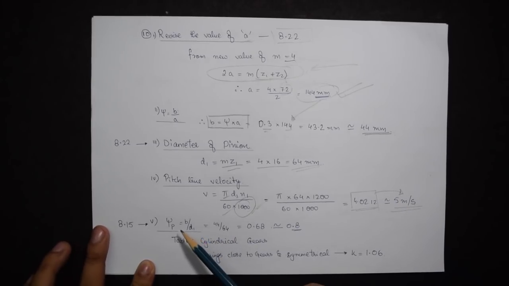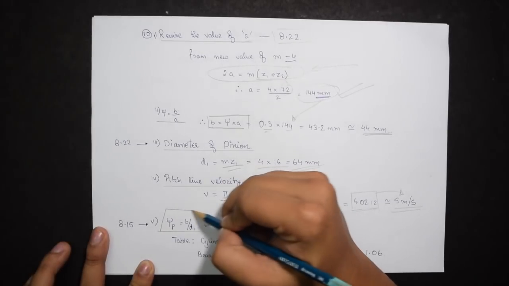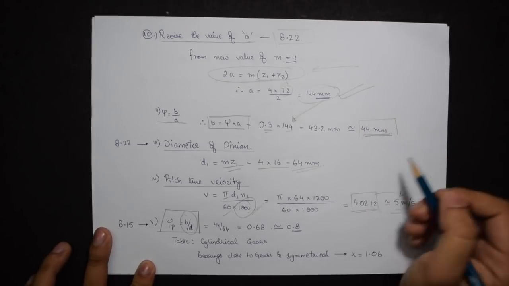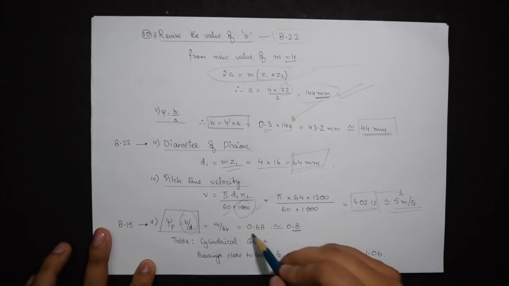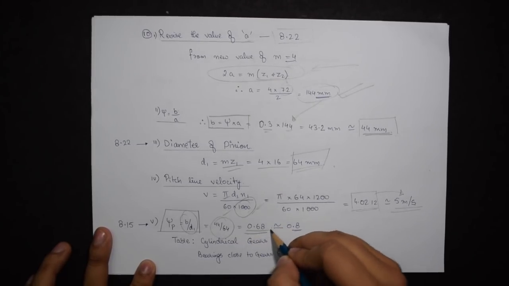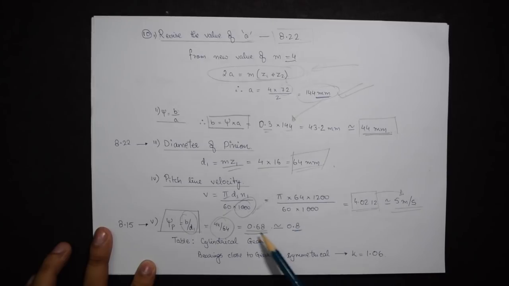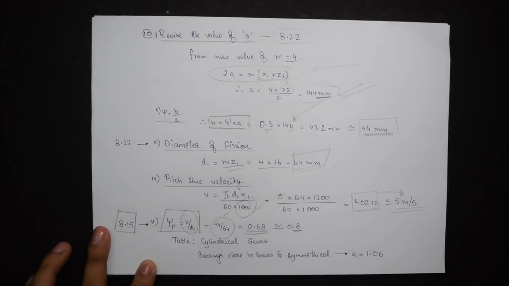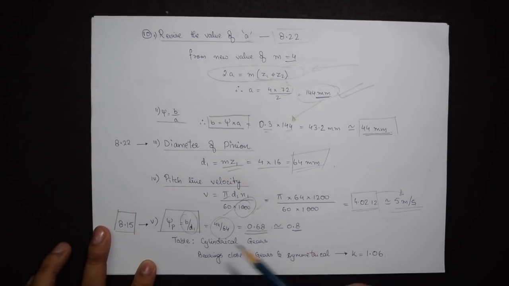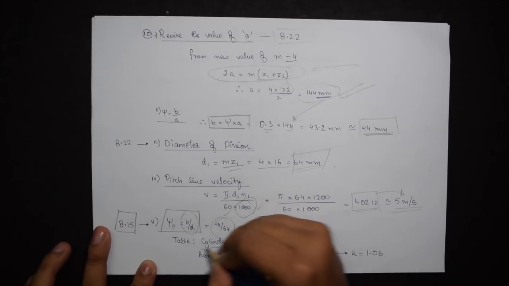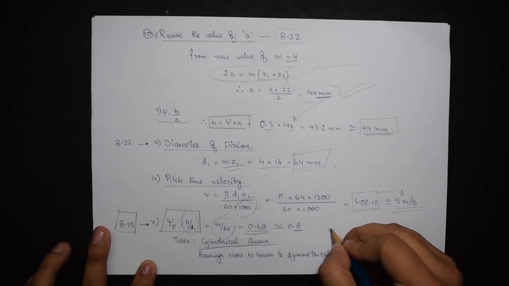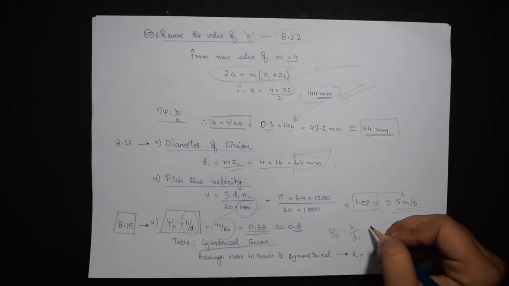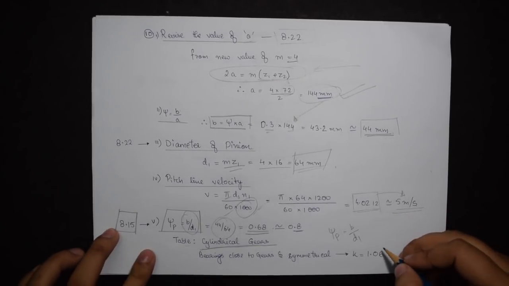Finally, in step 10, we have the last thing to calculate, which is psi p, which is equal to B by D1. B I just found out to be 44 mm and D1 as 64 mm. So dividing these two, I will be getting 0.68. To standardize this value, I will be jumping to page 8.15. The bottom left table over here, I see a table for cylindrical gears. So here psi p is equal to B by D1 as I just told you. So my psi p standardized value becomes 0.8 over here.